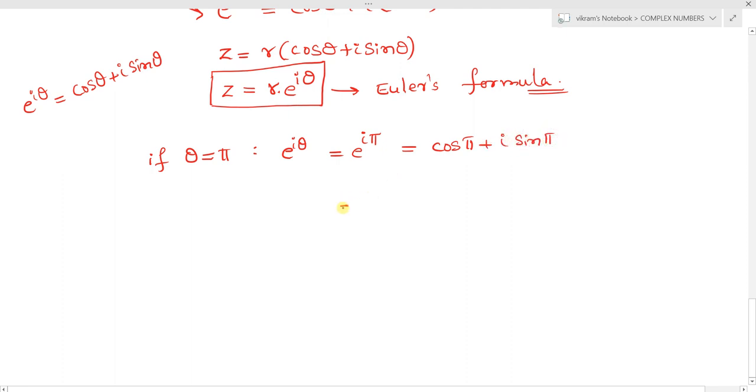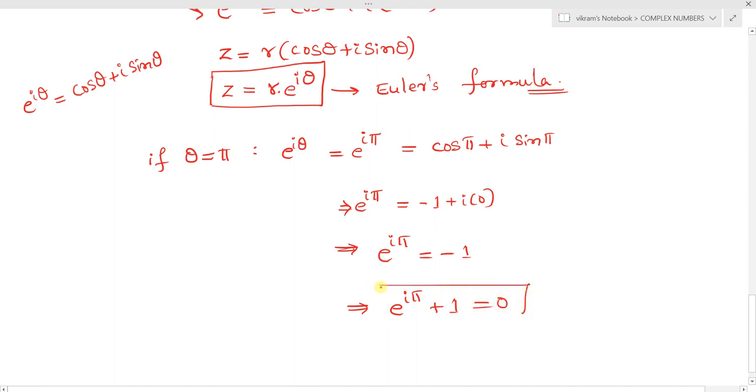So e power i pi equals cos pi, which is minus 1, plus iota times 0. That implies e power i pi equals minus 1, and we can write this as e power i pi plus 1 equals 0.